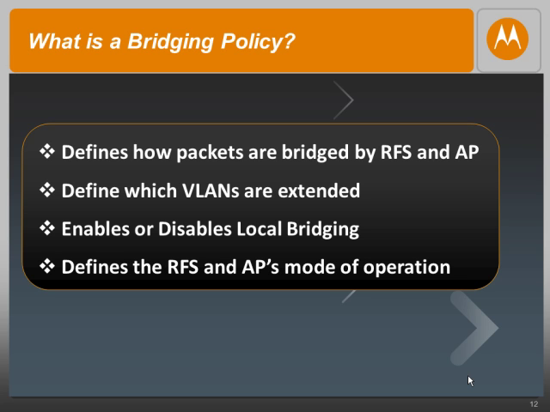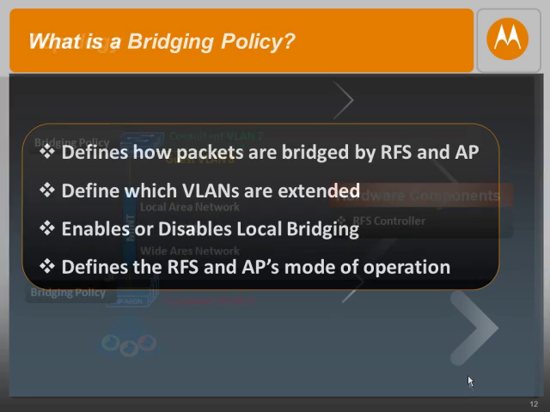It gives the admin the capability to enable or disable local bridging. Most retail customers, for example, do not like all the traffic locally bridged by an AP. They would prefer everything coming back to a central location, and this can be configured through a bridging policy. Finally, the bridging policy gives the admin the capability to define the RFS and AP's mode of operation from the packet switching perspective.